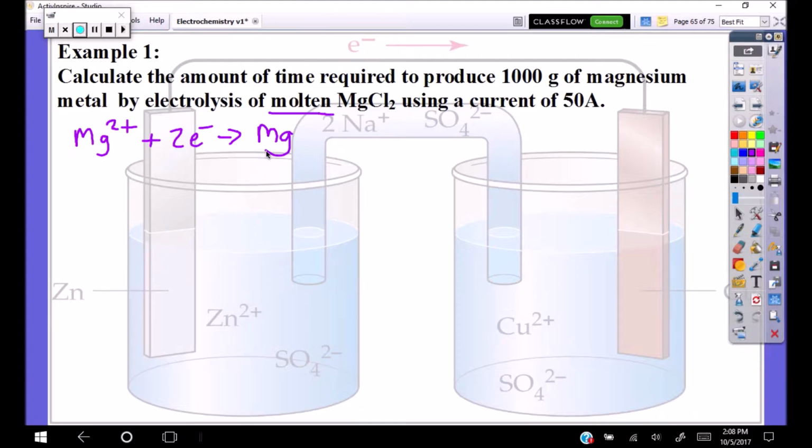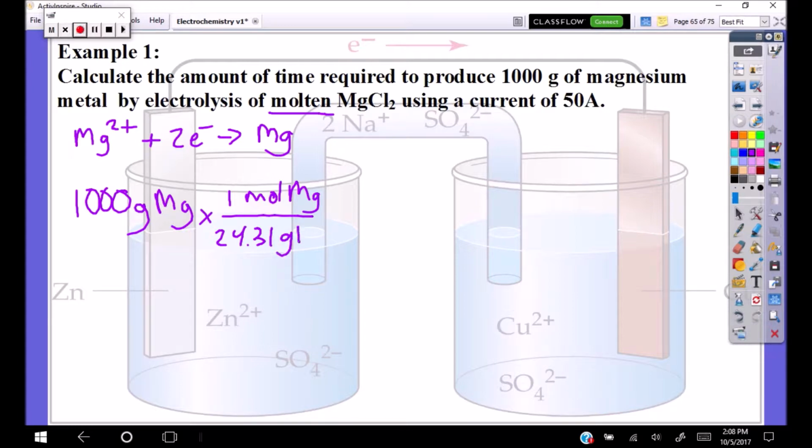We have 1,000 grams of magnesium metal. Same deal as last time, except this time our moles of electrons are going to change. So what should we do with our grams of magnesium? Yep, convert it to moles. I'm going to moles of magnesium, so that's on my top. Grams, the molar mass of magnesium is on the bottom. Those things will cancel out.